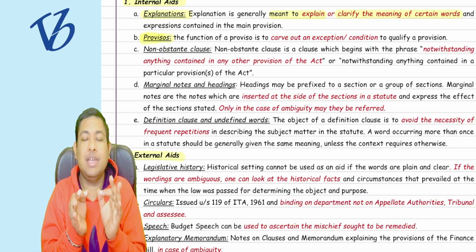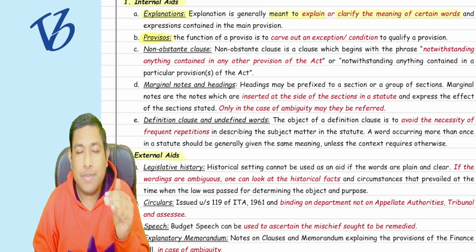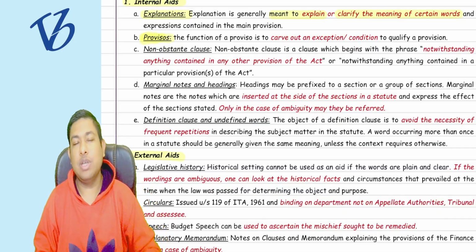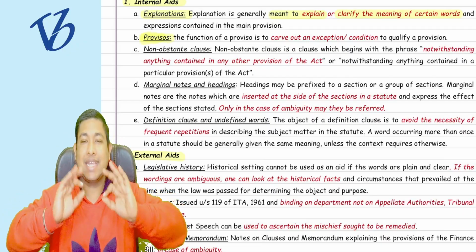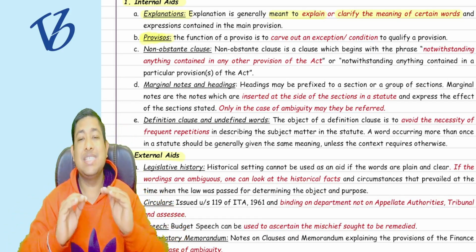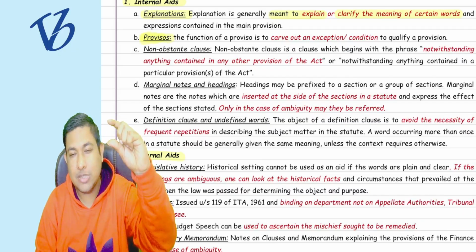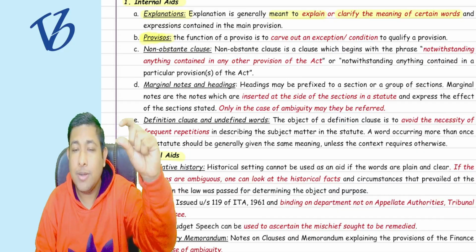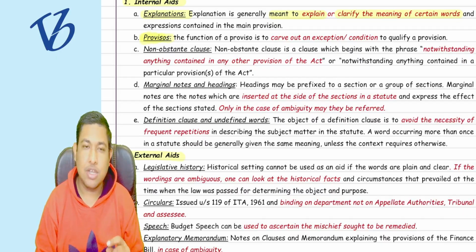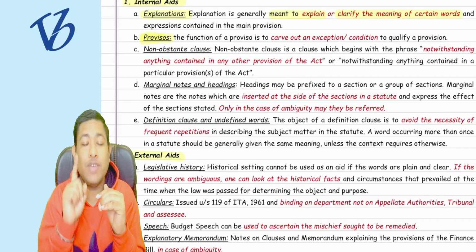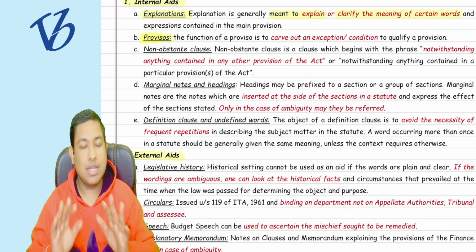Now what is the use of those provisos? These provisos are used to provide some exceptions or conditions to the particular provision. Whatever the particular provision is, the proviso provides the exception to that above provision, or some conditions. It could put certain conditions that if you want to avail the benefit of the provision, then you need to fulfill these particular conditions.